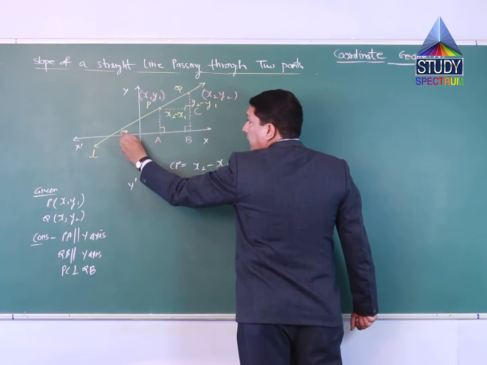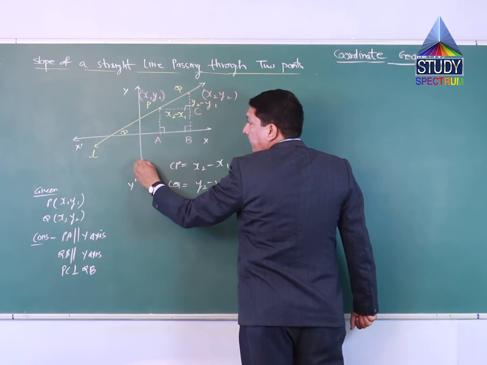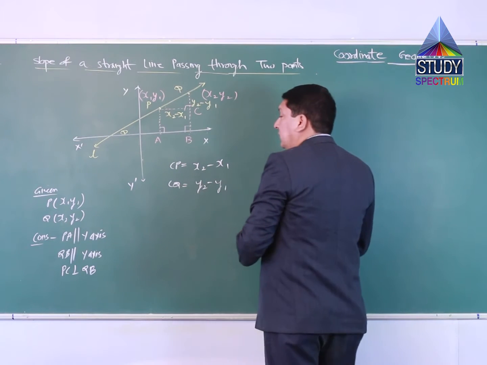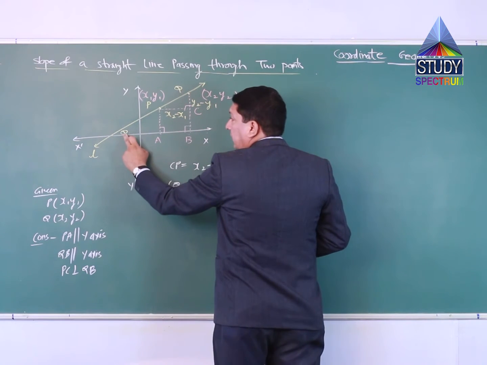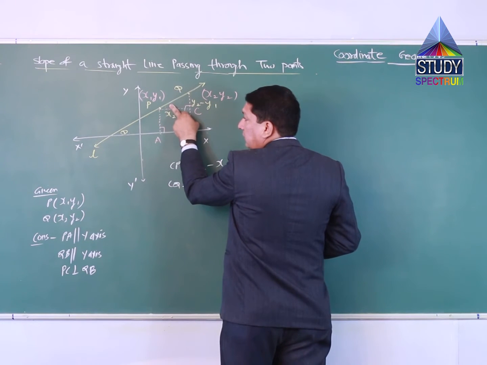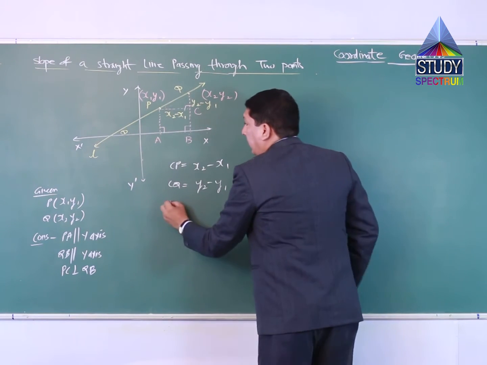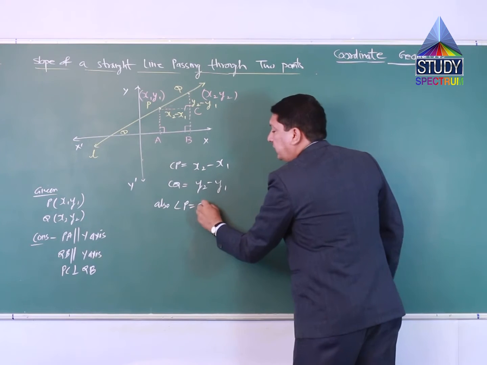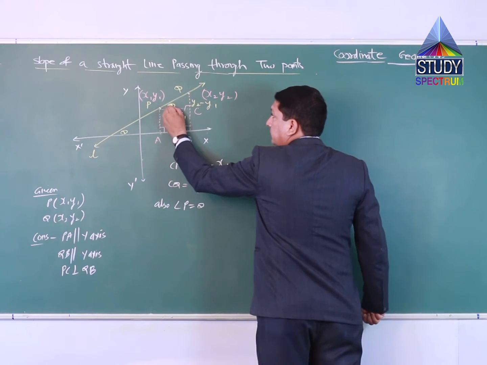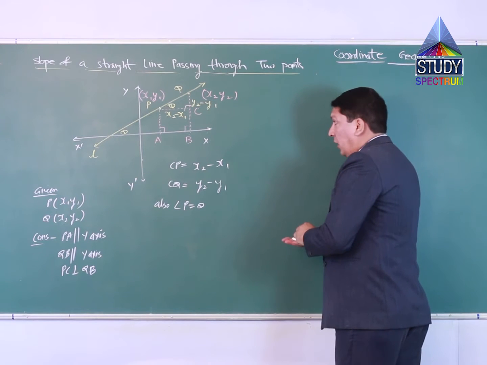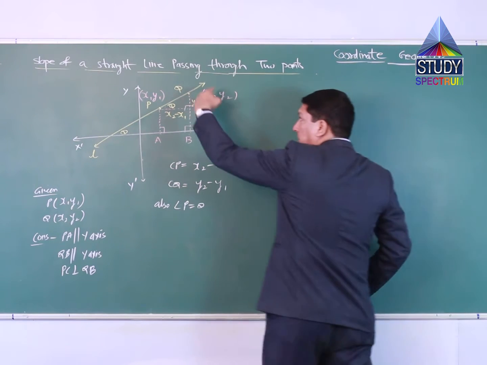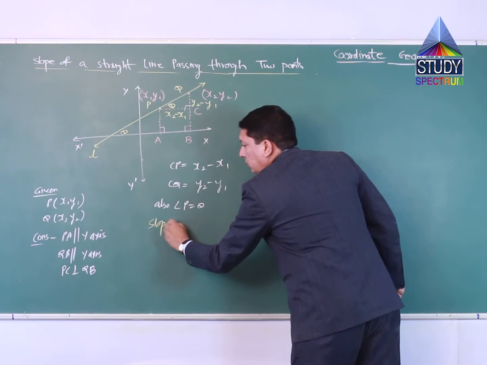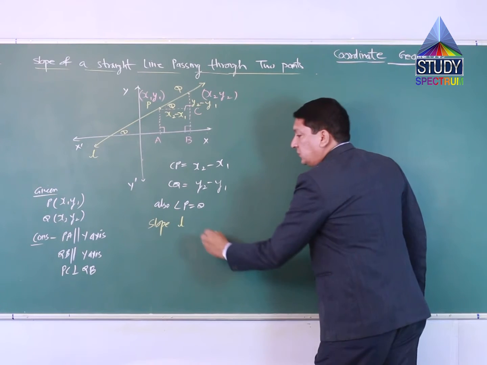Now, this line is parallel to this line. In other words, we can say that this angle equals to this angle. Why these two angles are equal? Because angle formed, this is theta. Obviously, this will also be theta, right? Also, angle P is equal to theta. Now, slope of PQ, slope of line L is equal to tan theta.